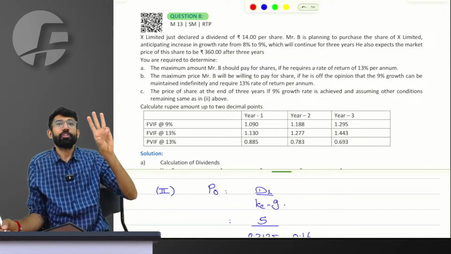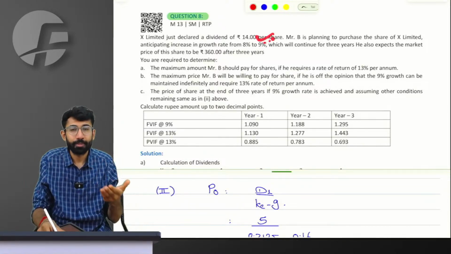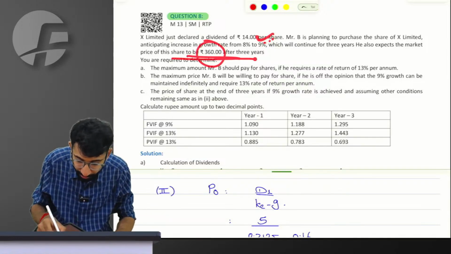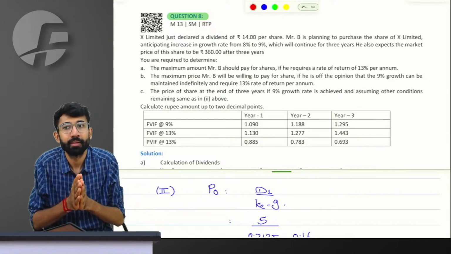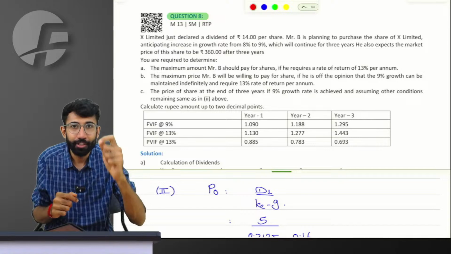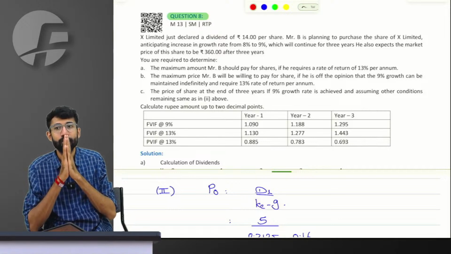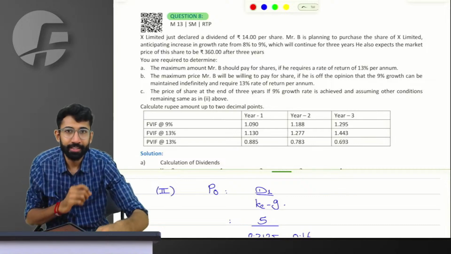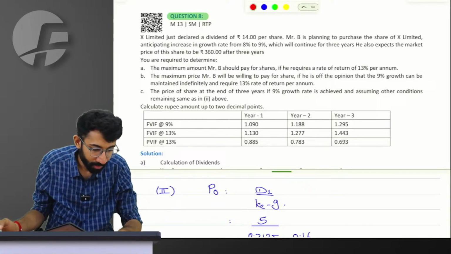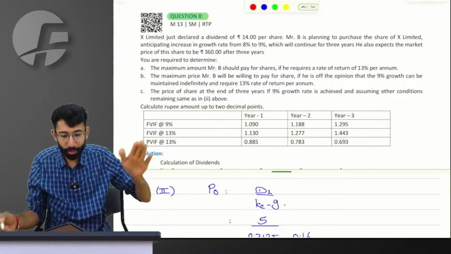He is planning to hold the share for 3 years, during which the growth rate he is estimating to be 9%, and the price at the end of 3 years is 360. Looking at this question, what can you recollect from the notes? Apply your brains. Which concept is it giving a hint towards? Are you able to recollect definite number of cash flows? Life is 3 years, which means we have a definite number of cash flows.